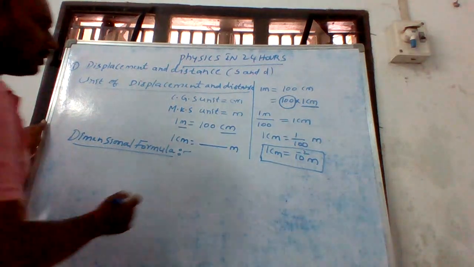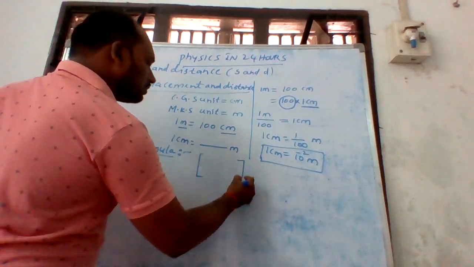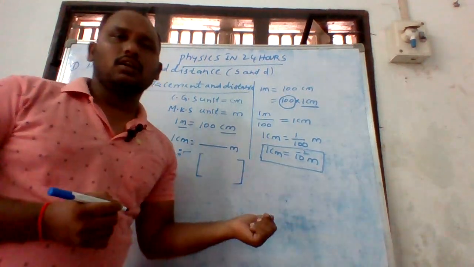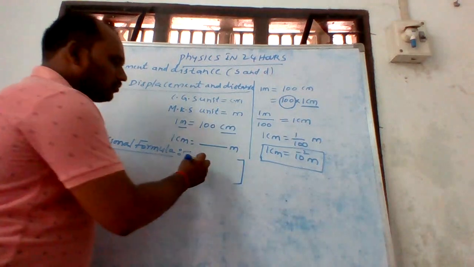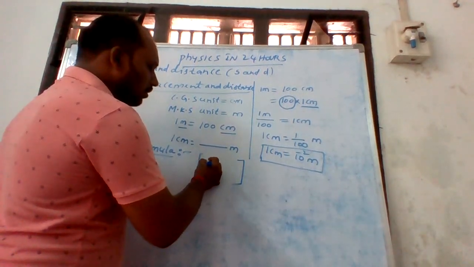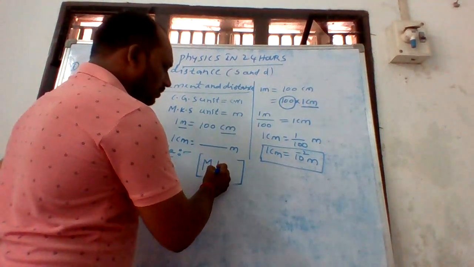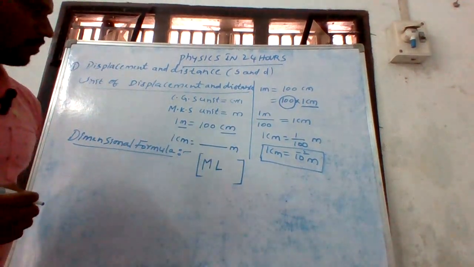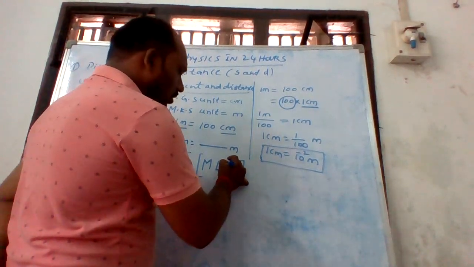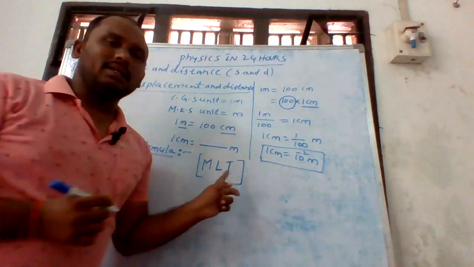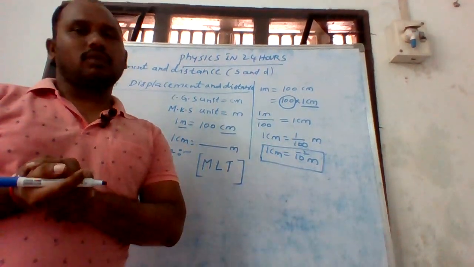So how do we write the dimension formula? Simple. Open 2 square brackets. It always starts with mass. So mass M, length, what is the first letter in length? Capital L. And the first letter in time? Capital T. So everybody use this one. MLT is called the dimension formula.